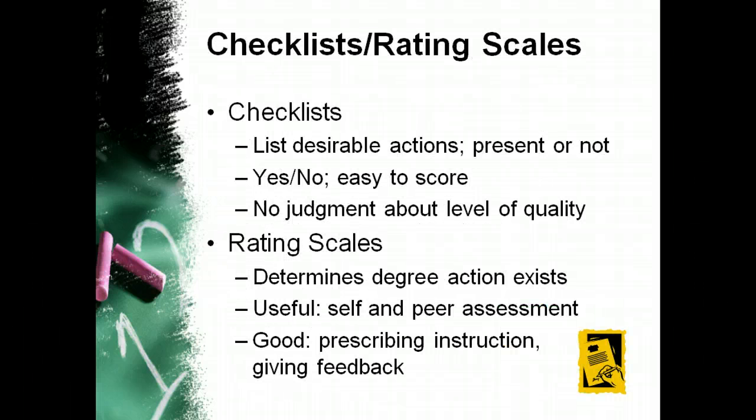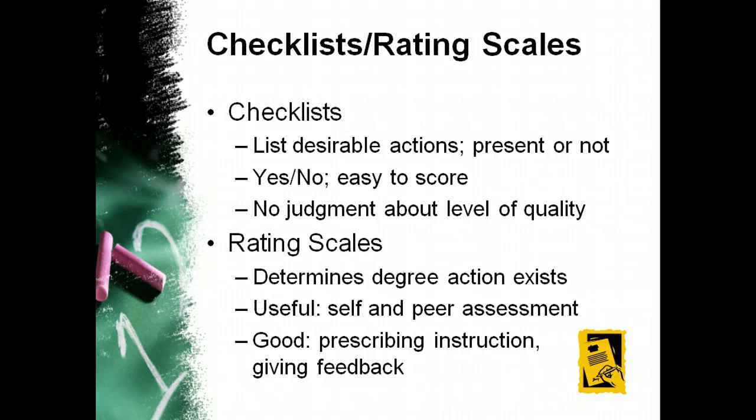Some examples of alternative assessments are checklists and rating scales. We call these alternative assessments because they are not the traditional assessments that we've done forever and a day in physical education, such as written tests and skills tests. Checklists are more authentic and meaningful because they are yes/no types of scales. They're easy to score and they are observational in nature. We don't make any judgments about the level of quality of the skill. We just see if the criteria is present or not present. We also list desirable actions or critical elements within the checklist and whether they are present or not.